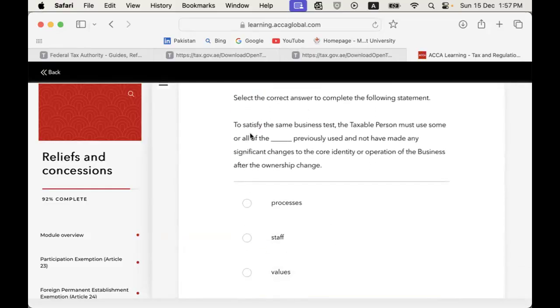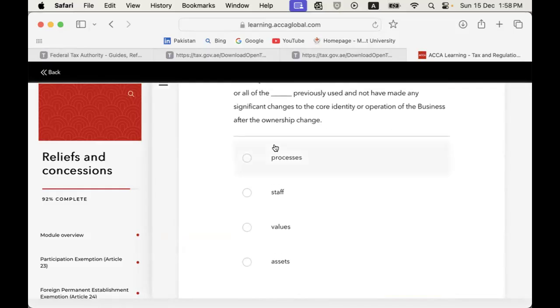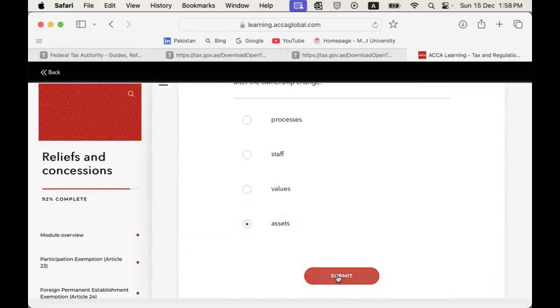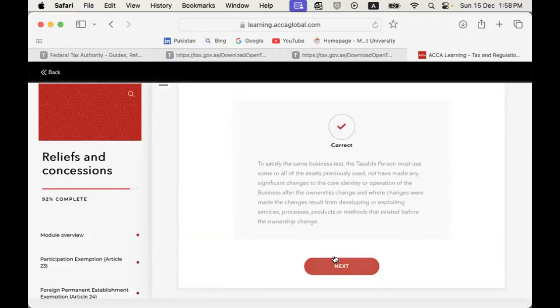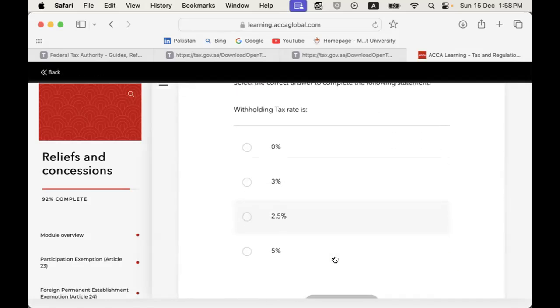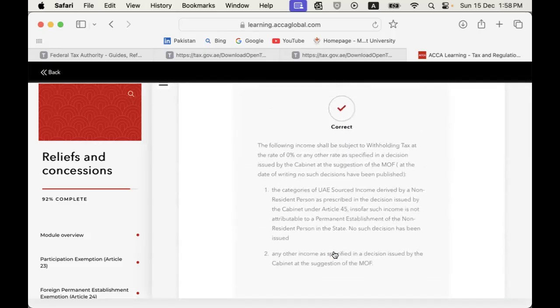What next is there? To satisfy the same business test, a taxable person must use some or all of the dash previously used and not have made any significant changes to the core identity or operation of the business after ownership change. Some assets, I think. Assets previously used. Correct. What else is there? Select the correct answer to complete the following statement. Withholding tax rate, I think 0%. That's an easy one. Correct.